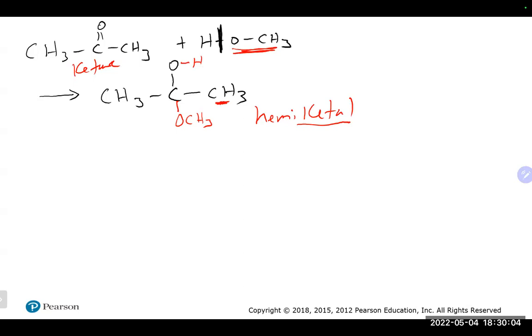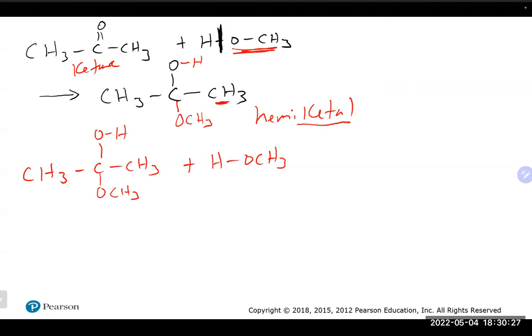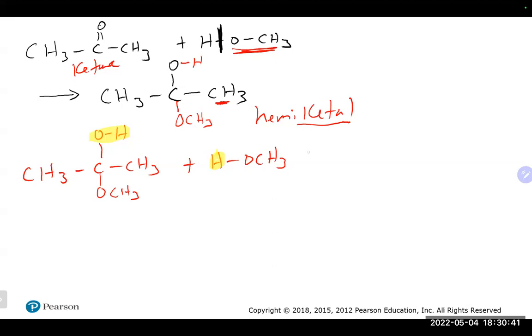Just like the previous one, you could add one more alcohol to this guy. If we added one more alcohol, it will do the exact same thing as it does with the aldehyde, which is that we are going to get water formed that pops off. The water, once again, will be the H from the alcohol and the OH from our molecule. And that water will come off and now make that carbon really positive there.